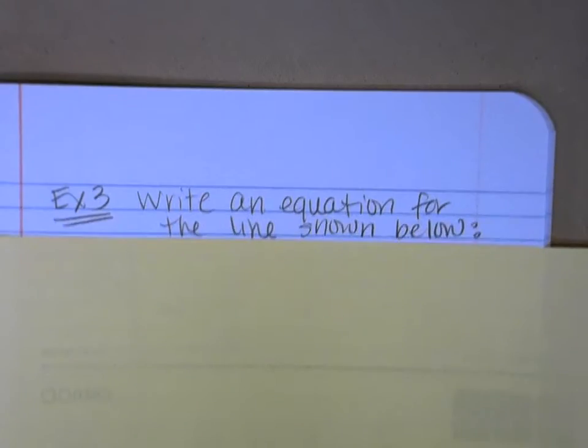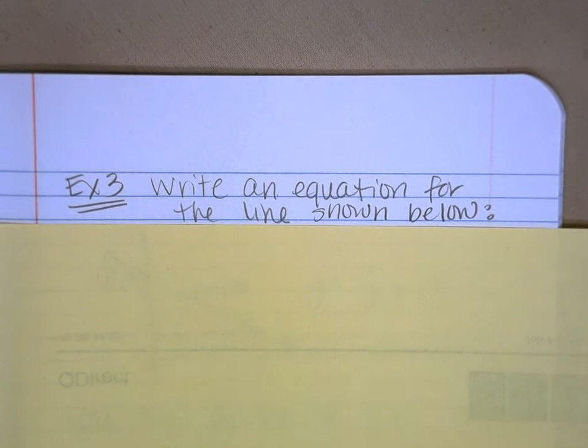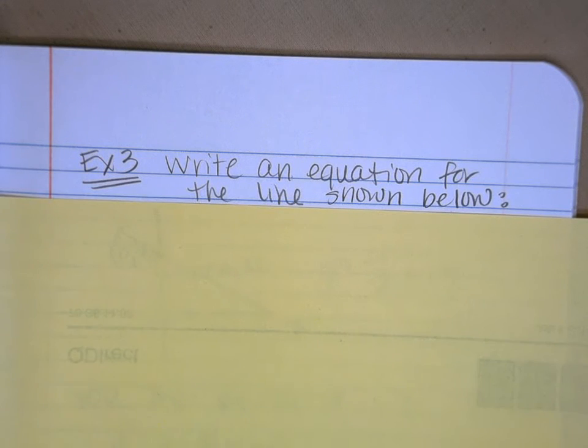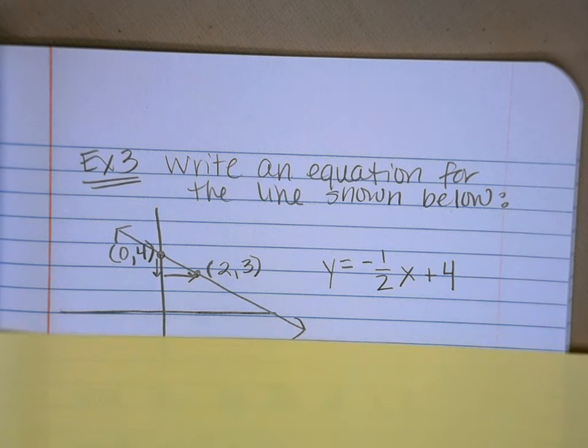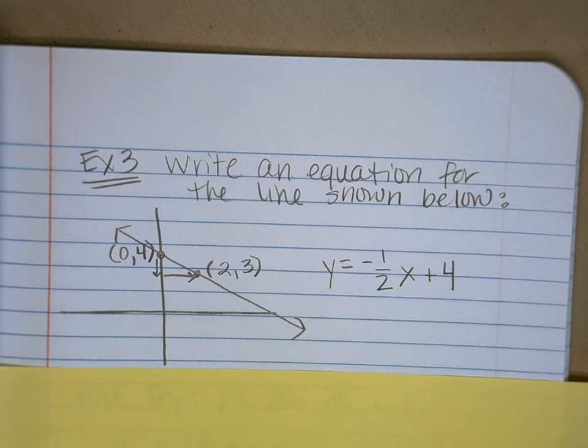Example 3, write an equation for the line shown below. So I'm going to give you a picture of a graph, and you'll be able to write an equation for it just looking at the graph. So before you were given the slope and the y-intercept, now you're going to be given a graph, okay? Super easy. Again, Mr. Croker had no idea. So here is a picture of a graph. Do you see it? Just a sketch.